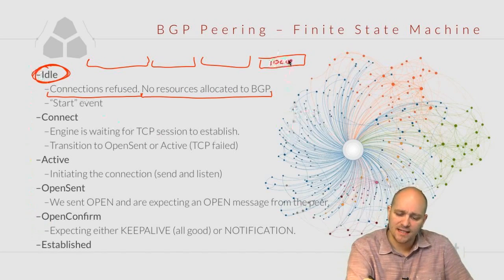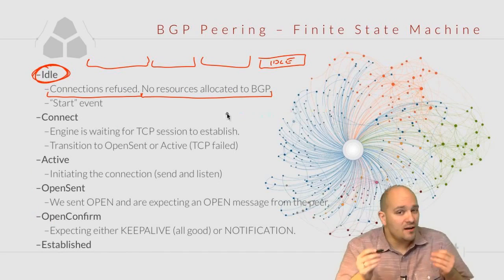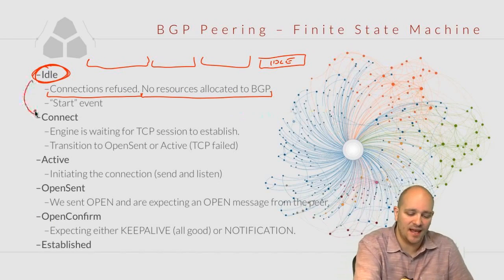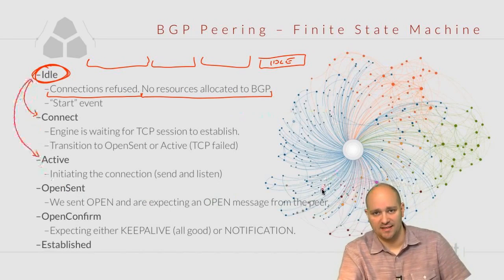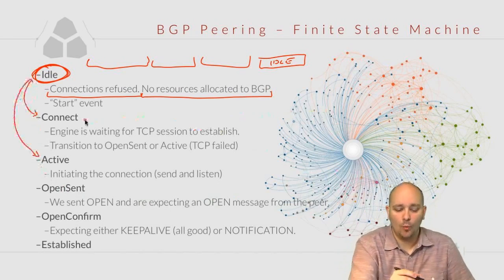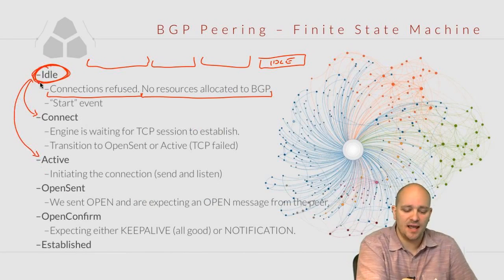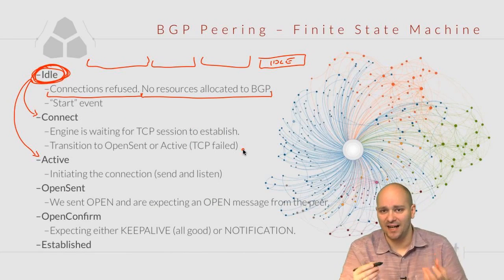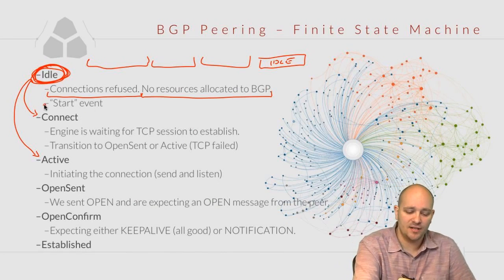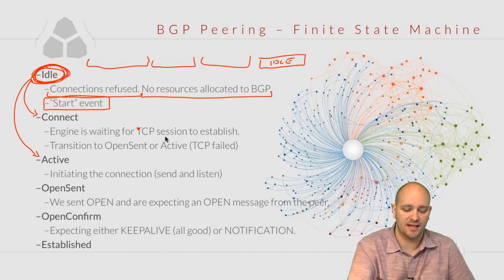Sometimes you might see that the neighbor says idle when in fact iOS is behaving as if it was in either connect or actually in active states. What do I mean by that? What I mean by that is that you can see the neighbor that is actually in the idle state, but then there is a start event that happens.